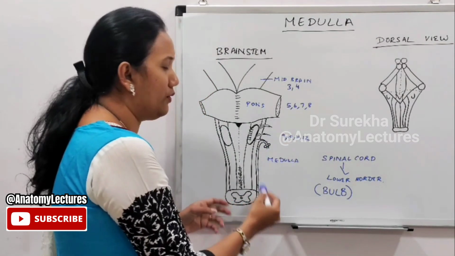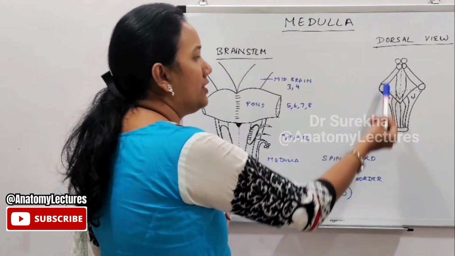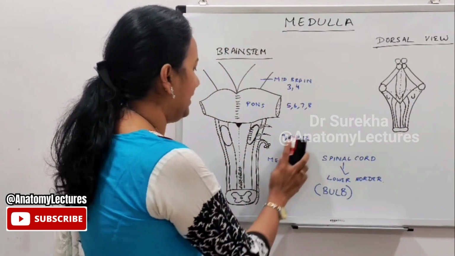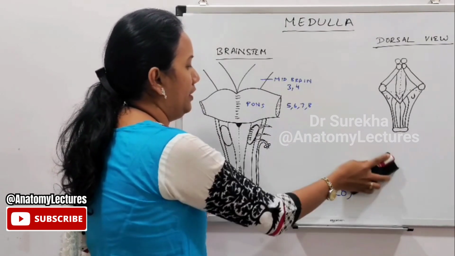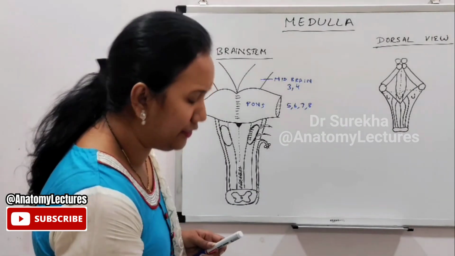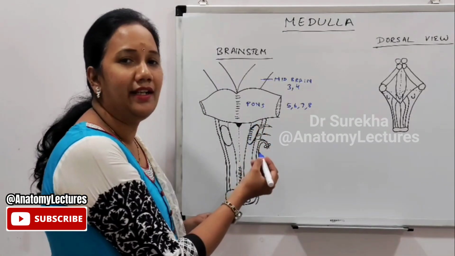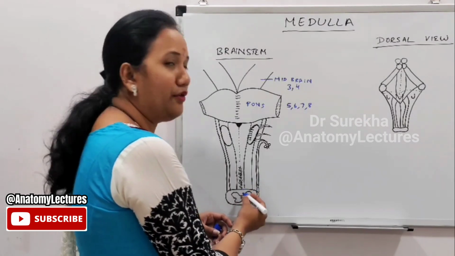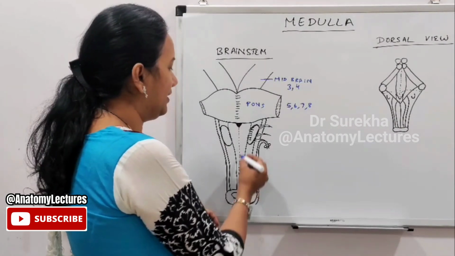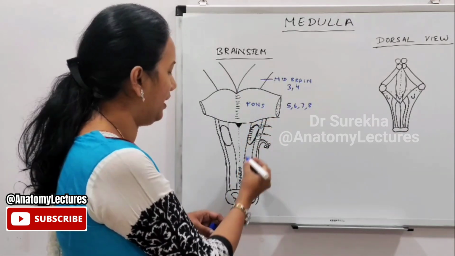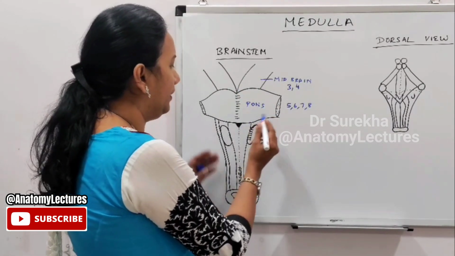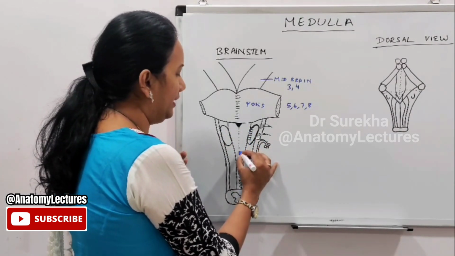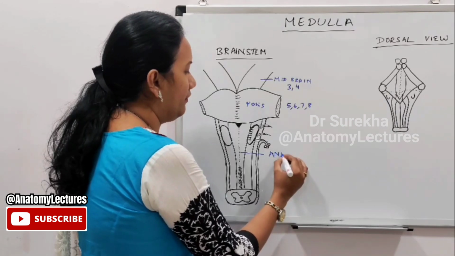The one shown here is the ventral view, and the one shown here is the dorsal view. What are the features we see in the ventral view of the medulla? As I told you, it is a continuation of the spinal cord. In the spinal cord you have an anteromedian fissure. This continues above into the medulla as well, so the ventral part of the medulla is divided into two equal halves by the anteromedian fissure.